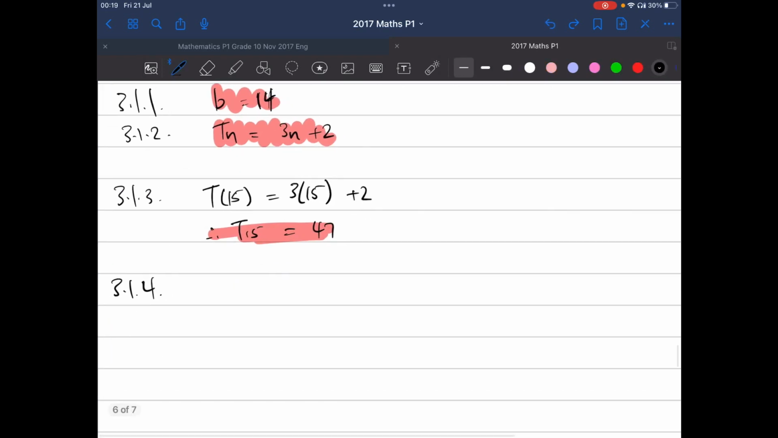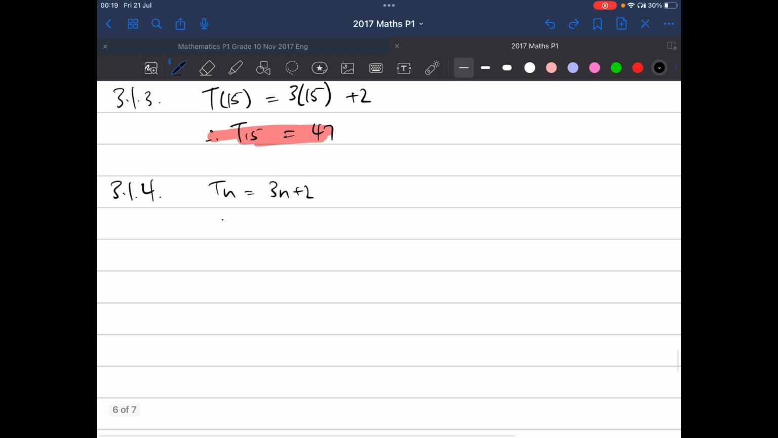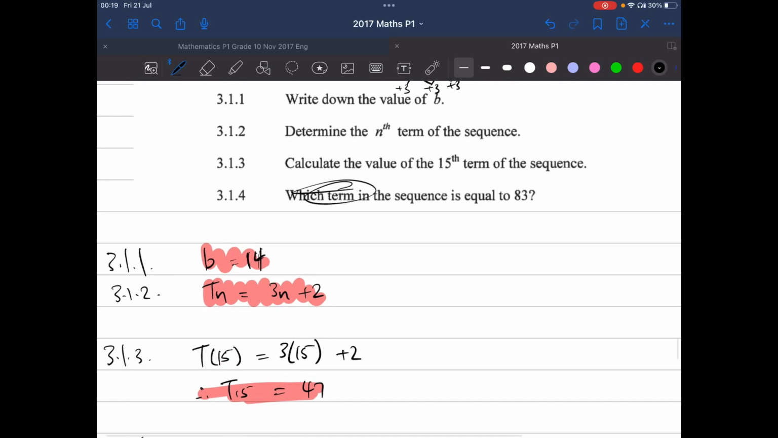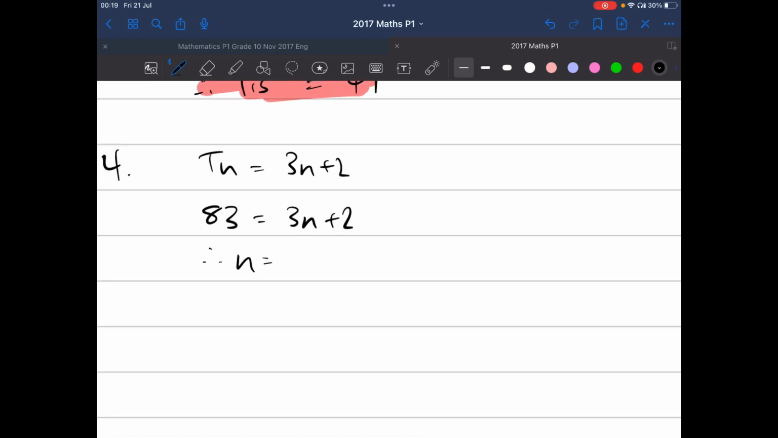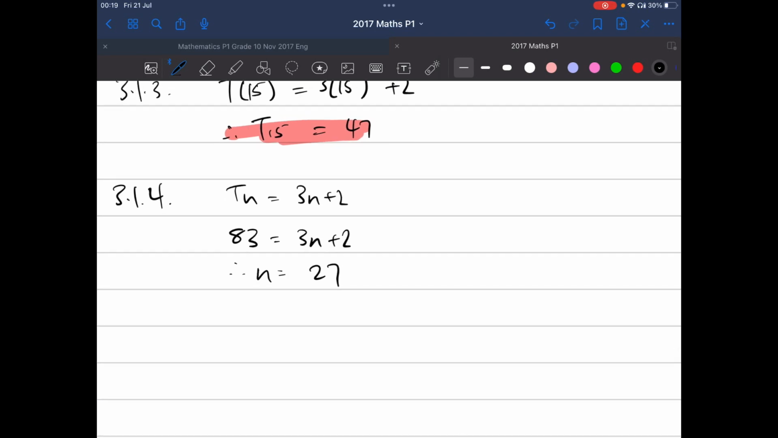We're given what the answer is, so let's start here with this thing, 3n plus 2. We're given what Tn was equal to. It was equal to 83, and our goal is to solve for n because it says which term. Okay, so then we can just bring that 2 to that side, so 83 minus 2 is 81, and then 81 divided by 3 is 27. Okay, and then that answer is correct as well.